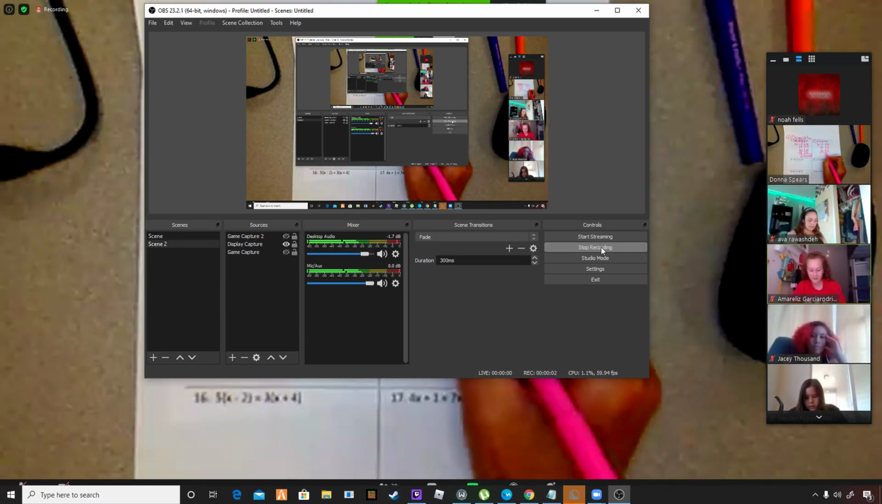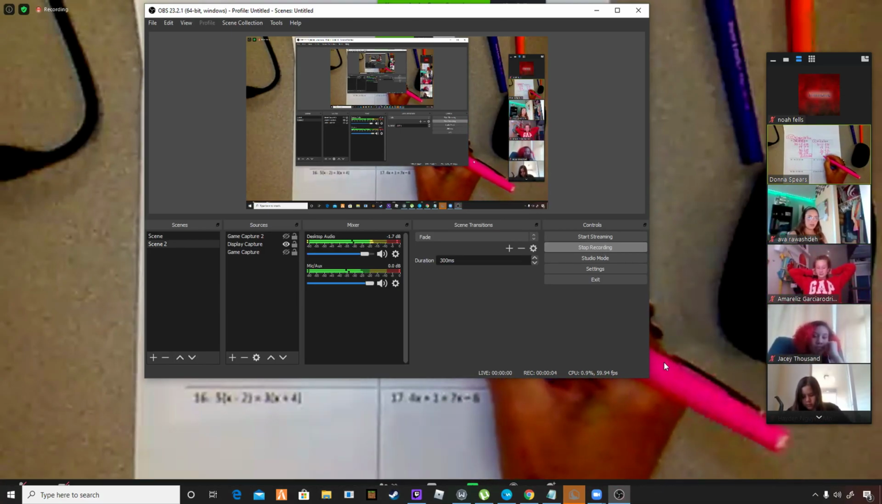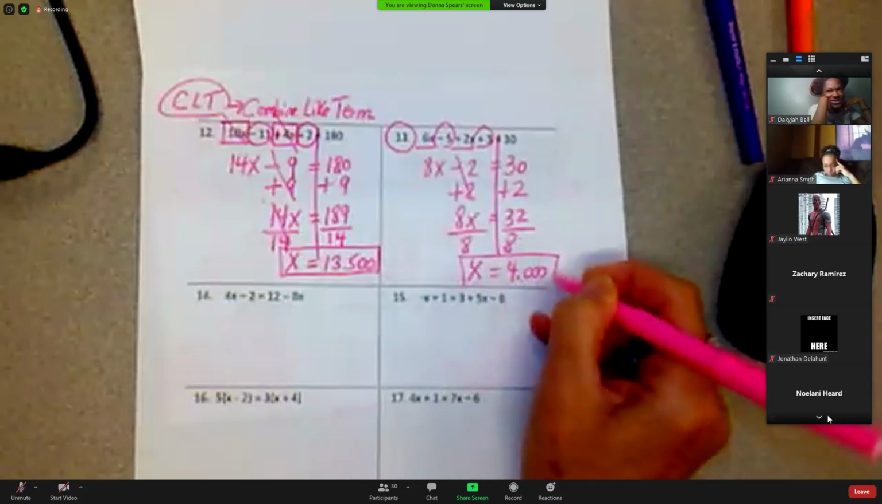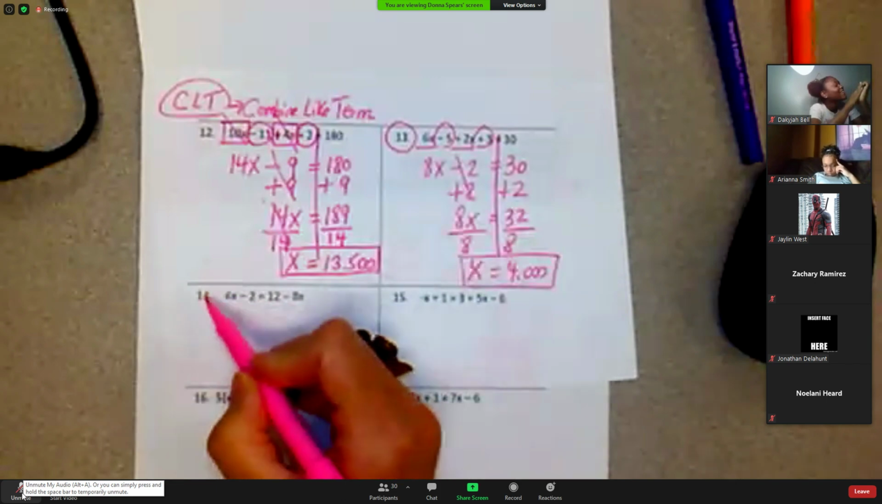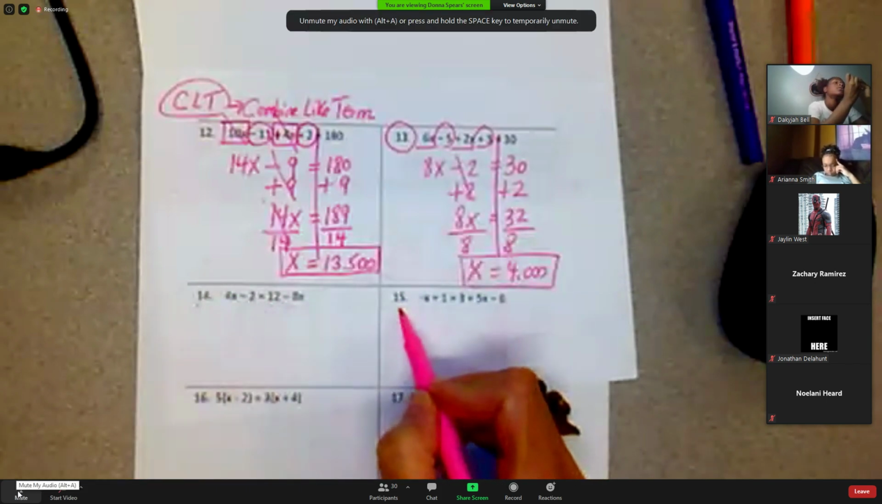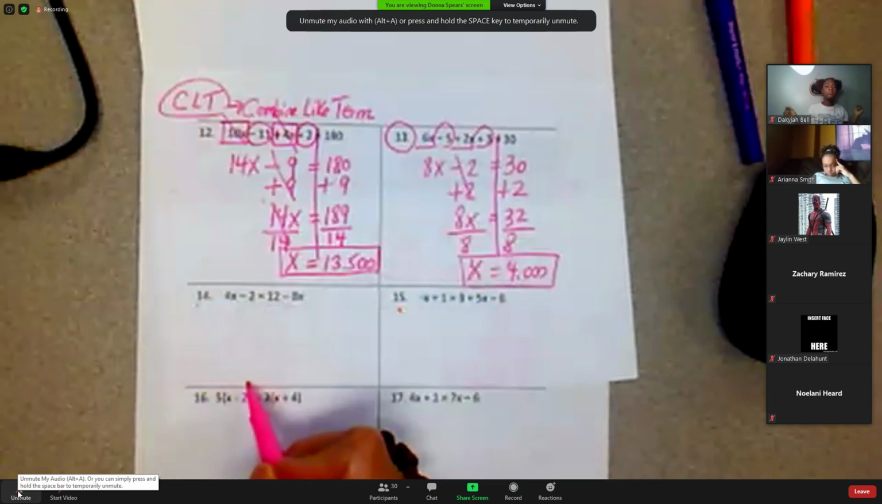Lovely. Okay. There you go. Okay, so we're going to go to a bigger one. And so 14 is the same and 15 is the same. So extra practice for yourself. Okay.